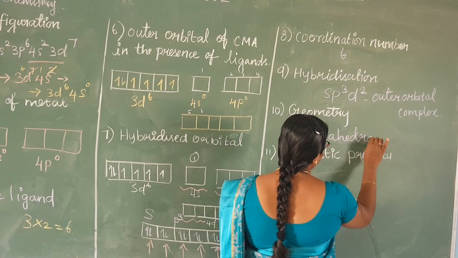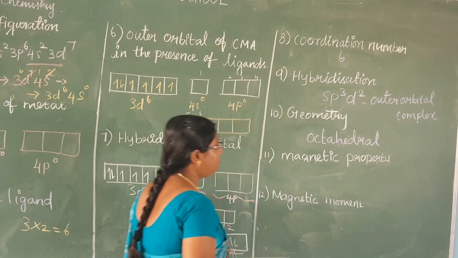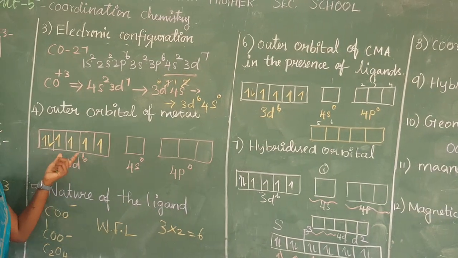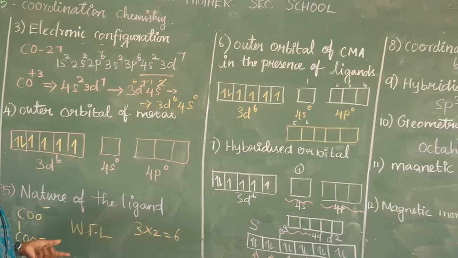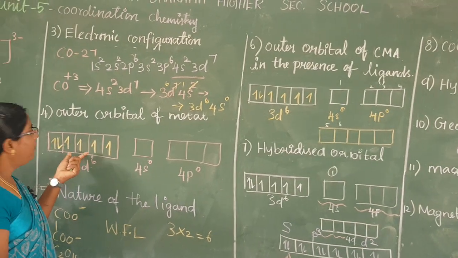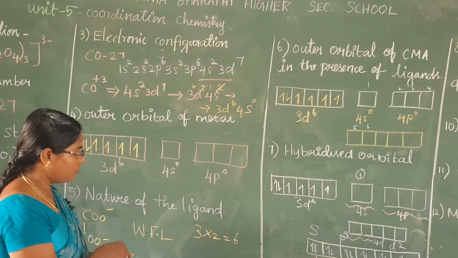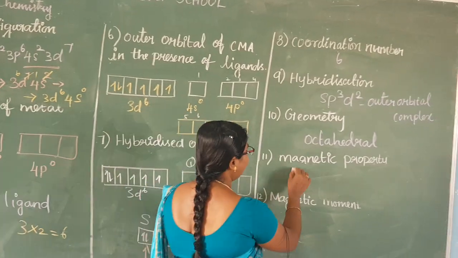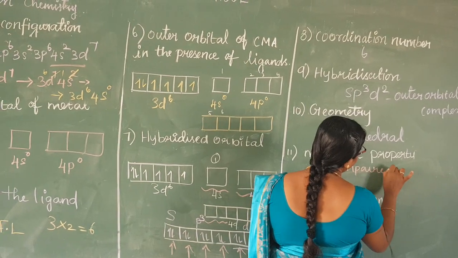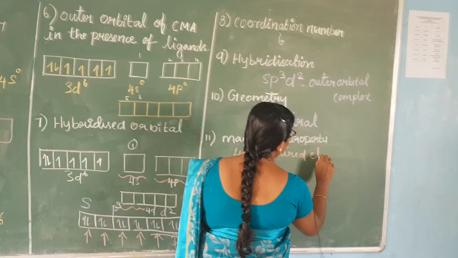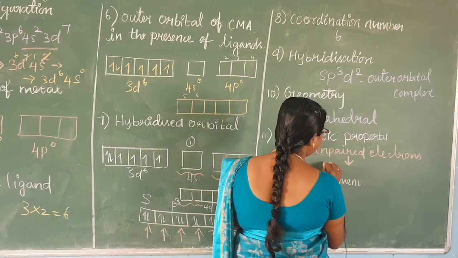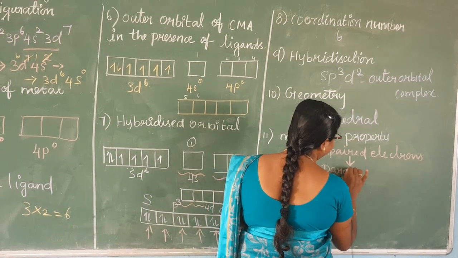Then the magnetic property. If the complex is having unpaired electrons, that is said to be paramagnetic. See, our complex contains unpaired electrons. So this is having 4 unpaired electrons. So this compound exhibits paramagnetism.